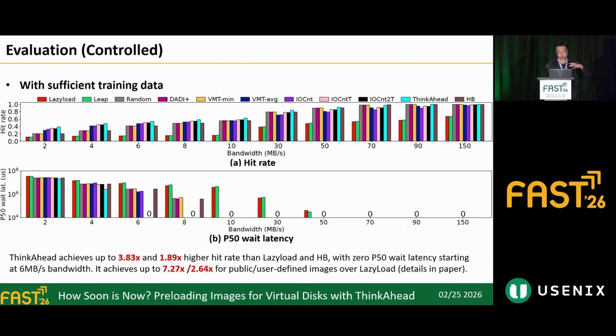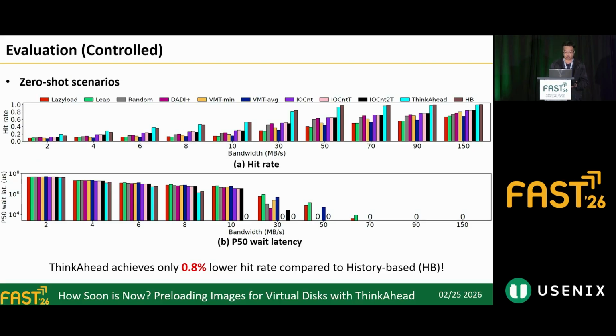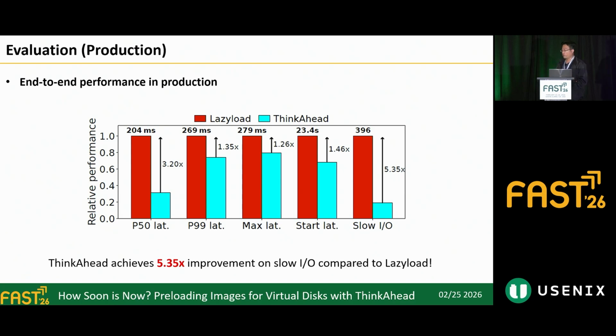And this one is the median wait latency, where lower is better. You see that it has zero wait latency when the bandwidth starts at 6 megabytes per second, which means that previous approaches still take some time to preload the data, but in our case we can preload correctly, and we don't have wait latency for more than half of the cases. Also for the zero-shot scenarios, we get quite good performance. We also measure the performance in production, and we show that compared with the lazy load approach, it can achieve 5.3 times improvement on slow IOs.